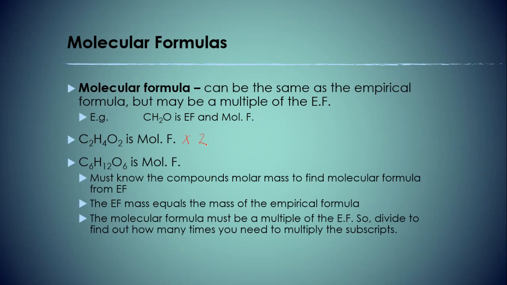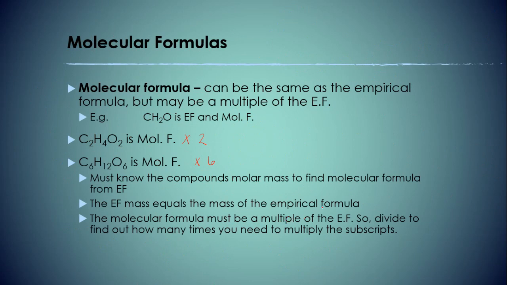This one, everything's been multiplied by 2. C1 has become C2, H2 has become H4, and O1 has become O2. This one, everything got multiplied by 6. So C6, H12, and O6. All right. What we can do is find the compound's molecular formula given some information. We know that the compound's molar mass has to be a multiple of the empirical formula mass if the formula is a multiple of the empirical formula.